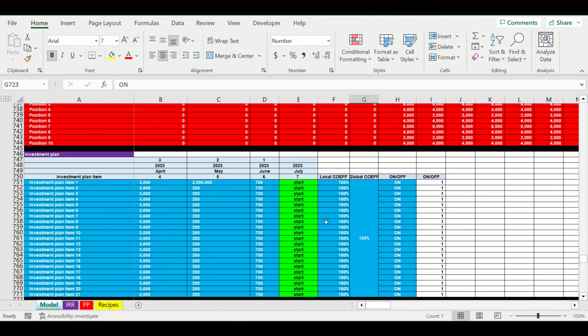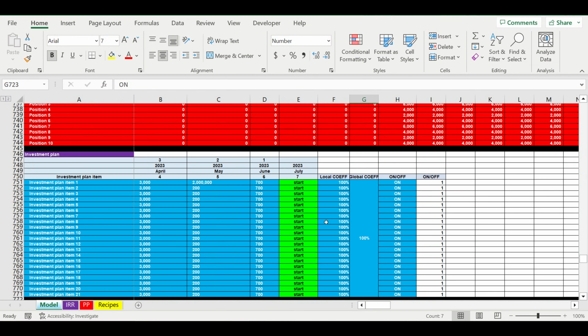Here we have the investment plan. Here we have what we are investing in, how much we are investing in, and when we are investing, before we start the operating activity. So we have global and local coefficients, on-off buttons. Then we have the loan amount, term, interest rate, when we get this loan, and grace period for principal and interest payments.